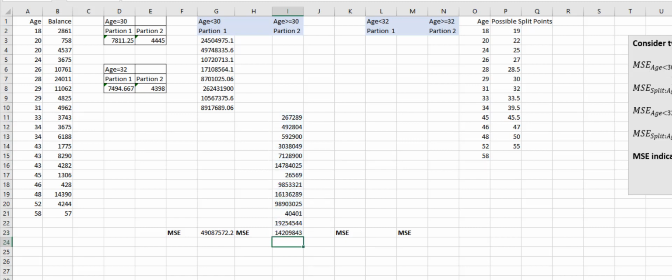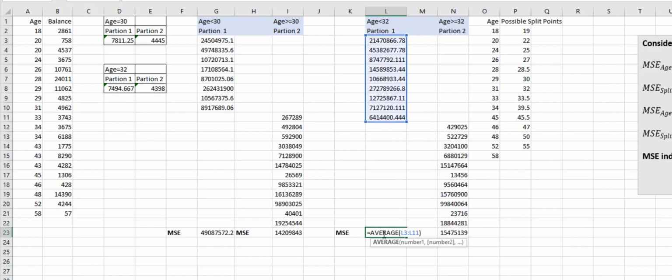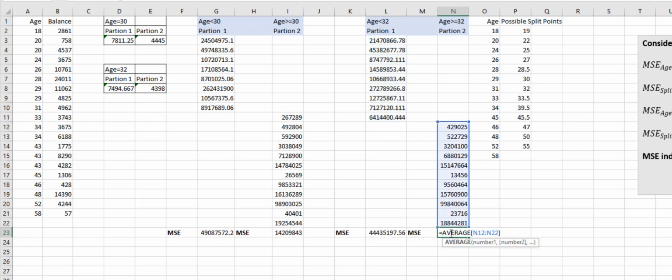Here, as you see on the screen, the mean square error for age less than 30 years old is 49,087,572.2, and the mean square error for age greater than or equal to 30 is 14,209,843. Now we are going to repeat the same steps for the second split point when the age is less than 32. In the first partition, this time we have 9 cases. And for the mean squared error, you take the average of all these squared differences. For partition 2, we calculate the mean square error as the average of squared differences.